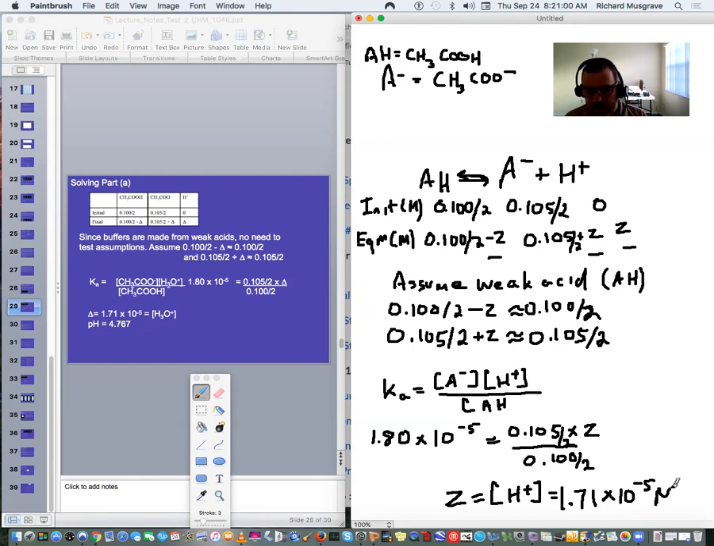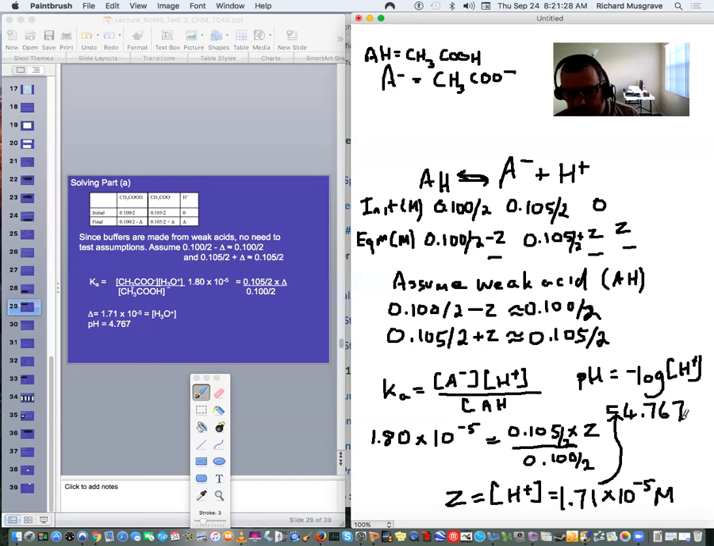So that's our H plus concentration. Now the pH of that is equal to the negative log of the hydrogen ion concentration, which comes out to be 4.767. Now for sig figs here, we have 3 sig figs, which means we need 3 places past the decimal on the log. That's why it comes out to be 4.767. Does anybody have any questions?